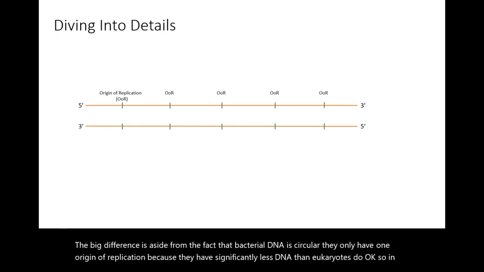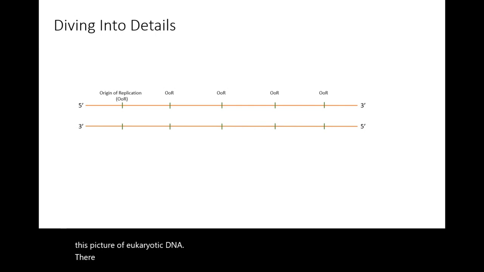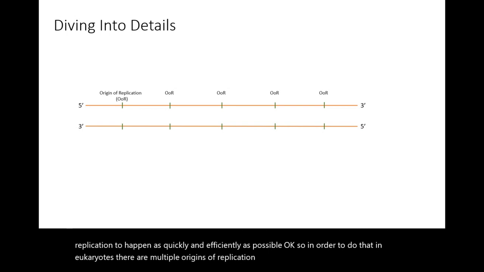So in this picture of eukaryotic DNA, there are multiple origins of replication because cells divide so quickly that we need DNA replication to happen as quickly and efficiently as possible, okay? So in order to do that in eukaryotes, there are multiple origins of replication on the DNA.